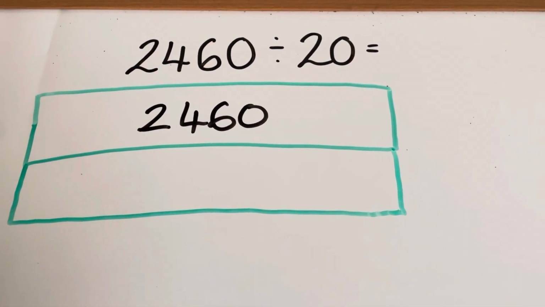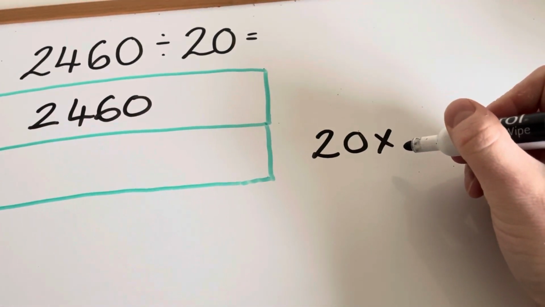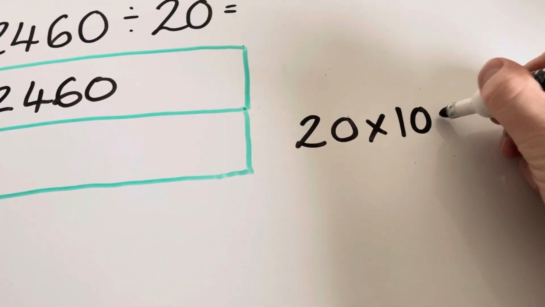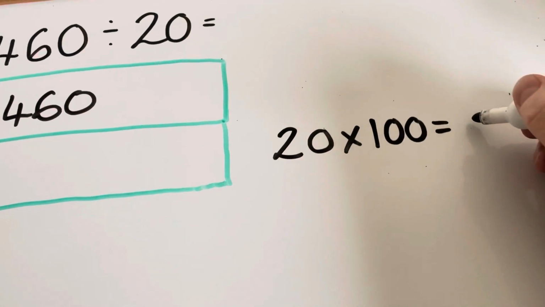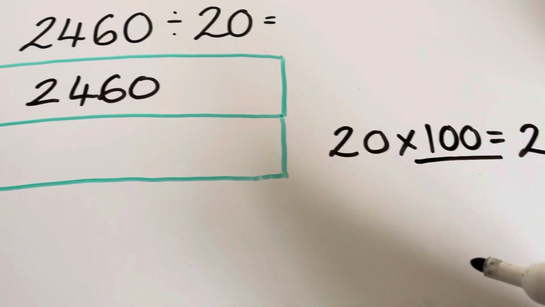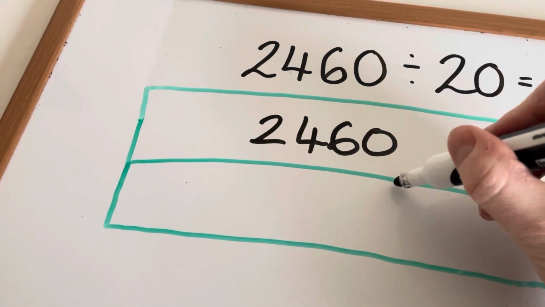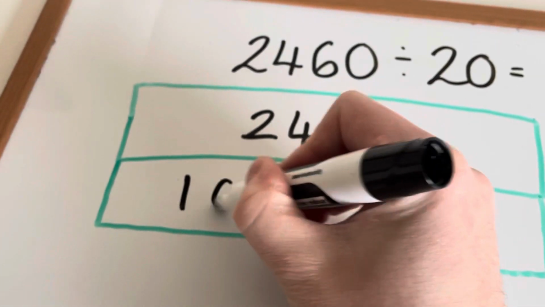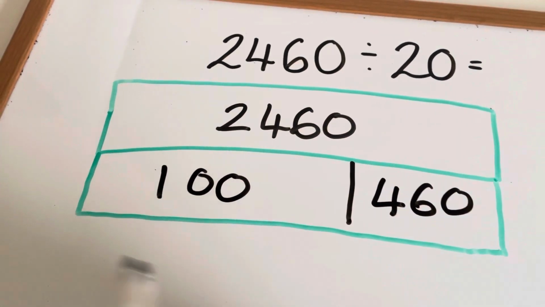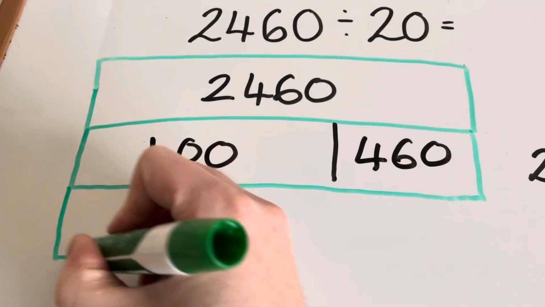Let's have a think. So 20 times 10 would be 200. We could take that away, but we could also go one bigger. Let's times it by 100. That gives us 2,000. That's a big chunk we can take away straight away. That means we've taken away 100 groups of 20 in one go. So let's see what that leaves us with. We're going to take away 2,000, which was 100 chunks of 20, and that'll leave us with 460. Now we've still got quite a lot left, but we've taken a massive chunk out of this. Let's see if we can do another one. Down we come.